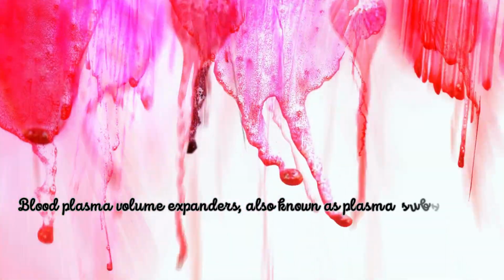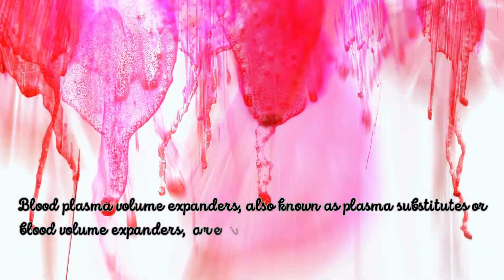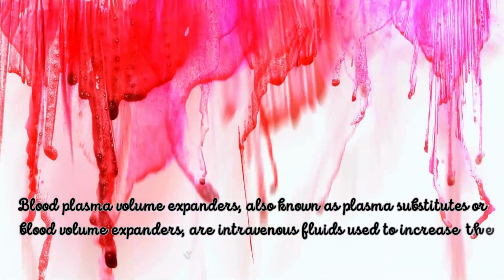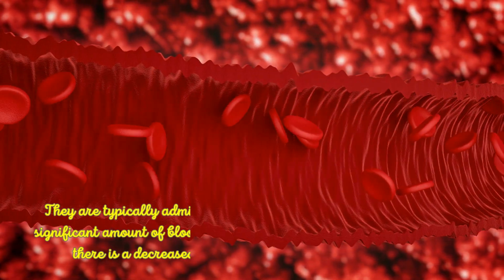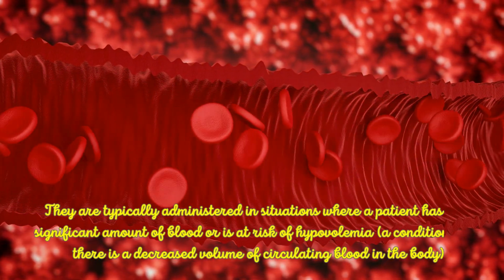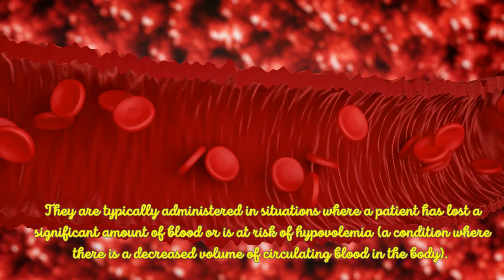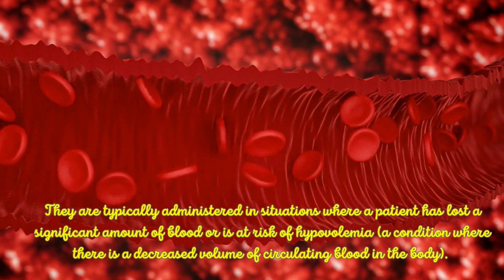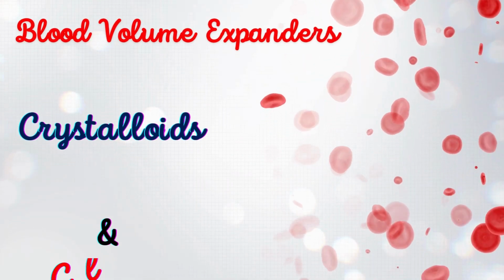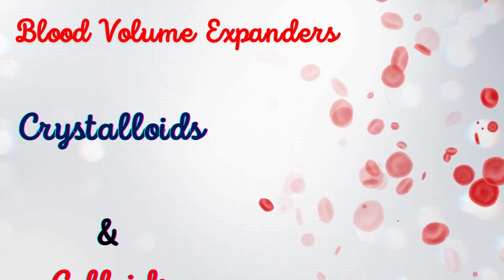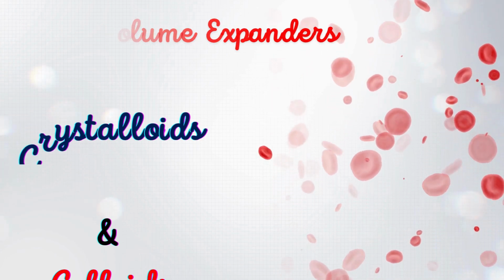Blood plasma volume expanders, also known as plasma substitutes or blood volume expanders, are intravenous fluids used to increase the volume of blood plasma. They are typically administered in situations where a patient has lost a significant amount of blood or is at risk of hypovolemia, a condition where there is a decreased volume of circulating blood in the body. There are two main types of plasma volume expanders: 1. Crystalloids and 2. Colloids.